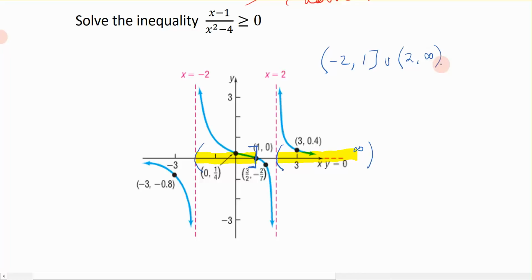So when you're dealing with rational inequalities, asymptotes are always going to have parentheses, but intercepts can have a bracket if the symbol calls for it.